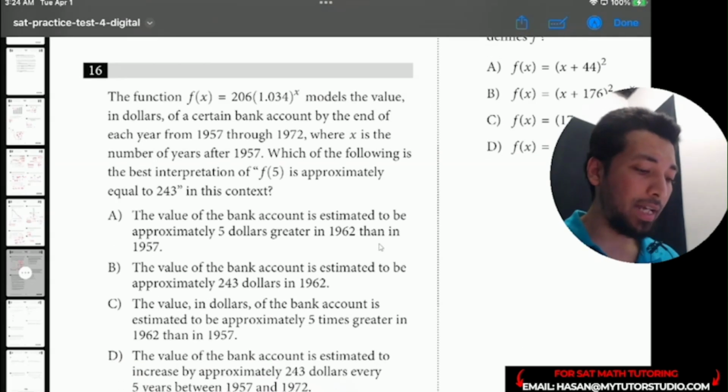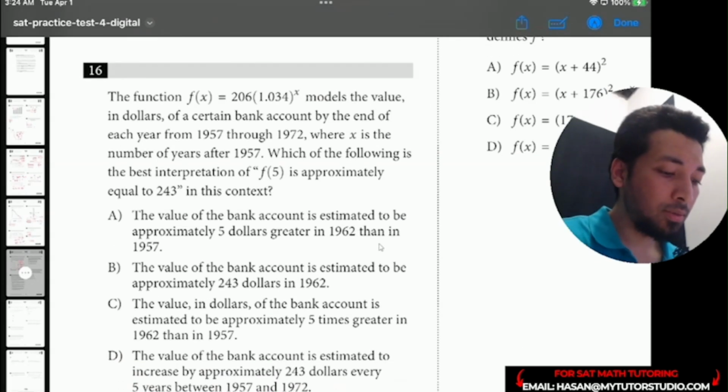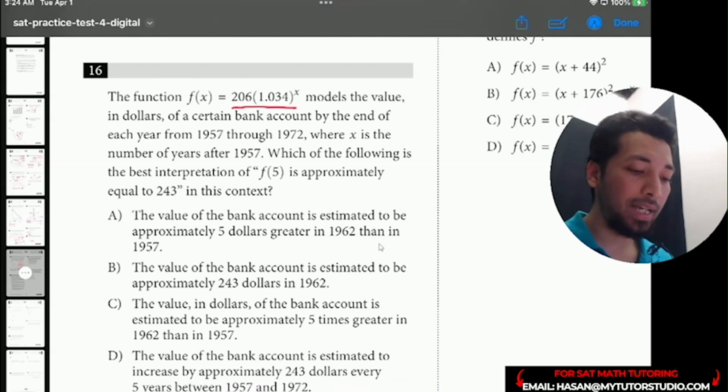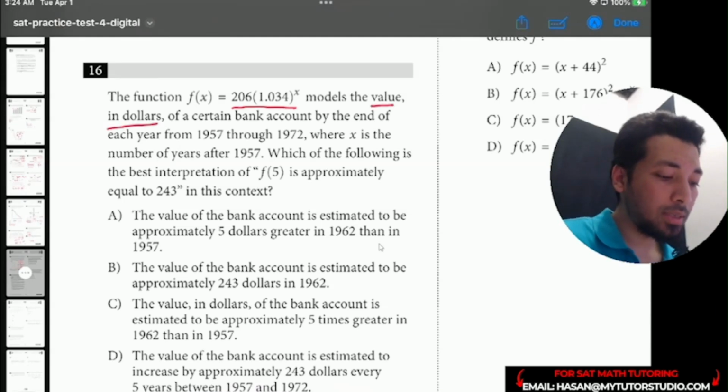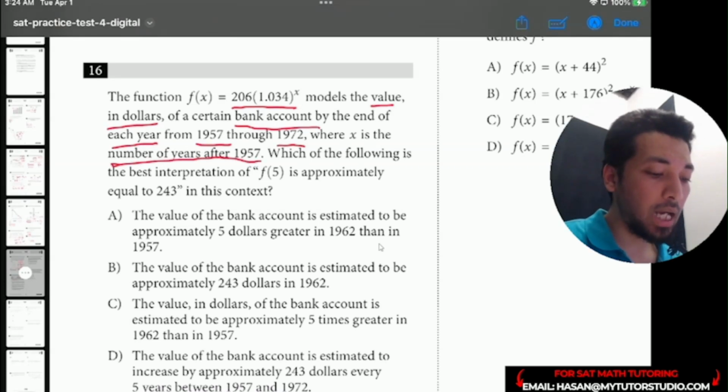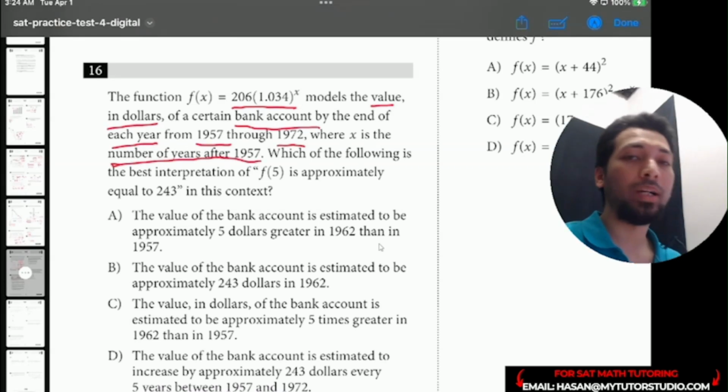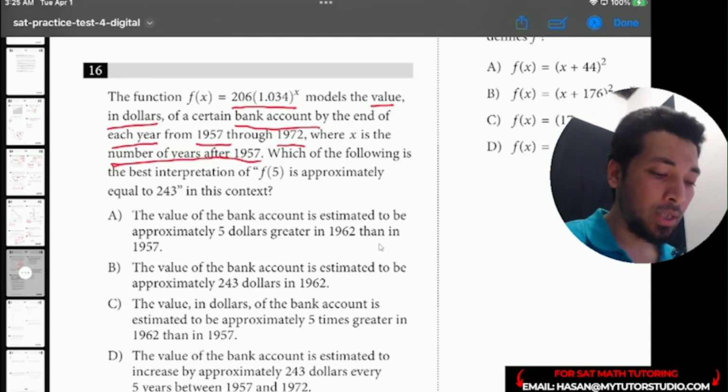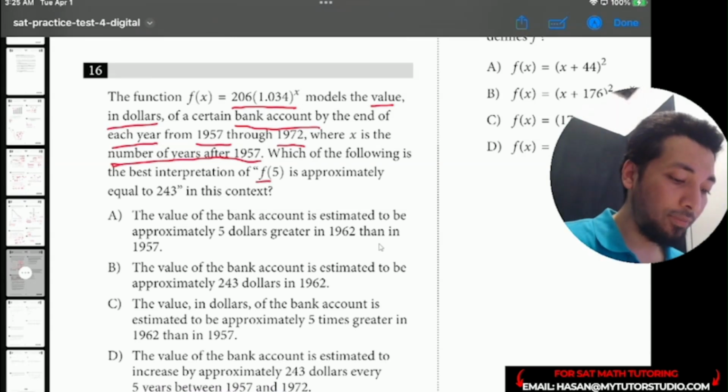The function f of x is equal to 206 times 1.034 to the power of x models the value in dollars of a certain bank account by the end of each year from 1957 through 1972, where x is the number of years after 1957. Which of the following is the best interpretation of f of 5 is approximately equal to 243? So remember, f of 5 means x is equal to 5, and this means 5 years after 1957. So add 5 with 1957, that is 1962.